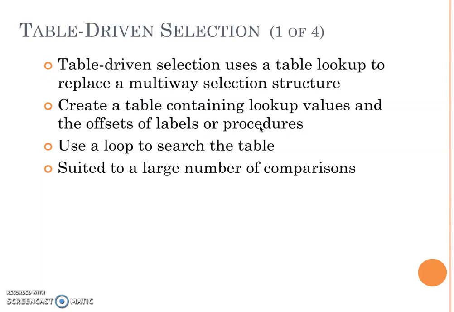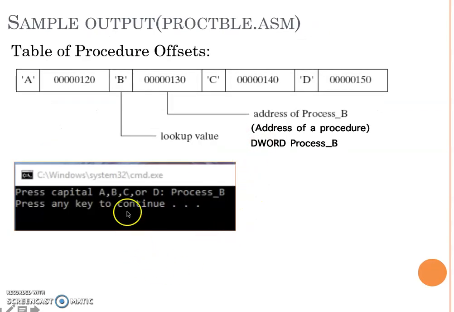We will make our console output a little easier. Our console only looks like this. We just display to the user: press capital A, B, C, or D. Then we get the user input. After the user enters B, I display process B. If the user enters C, I display process C. This example just shows you the structure of how we make table-driven programming.